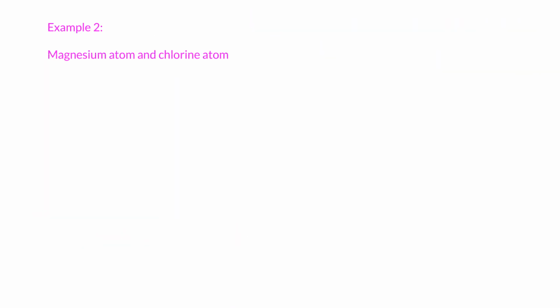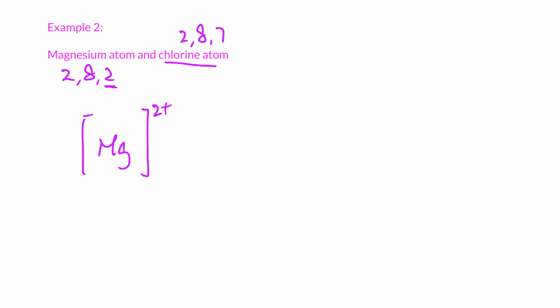Next, one more example. Magnesium atom 2,8,2. When I draw the outermost shell, for Mg the outermost shell 2 electrons have disappeared, so therefore it will become 2 plus. And then chlorine atom. Chlorine is 2,8,7. So therefore 2,8,8. The charge will be 1 negative. 1 negative means 1 coming from the others, and the rest is coming from itself.